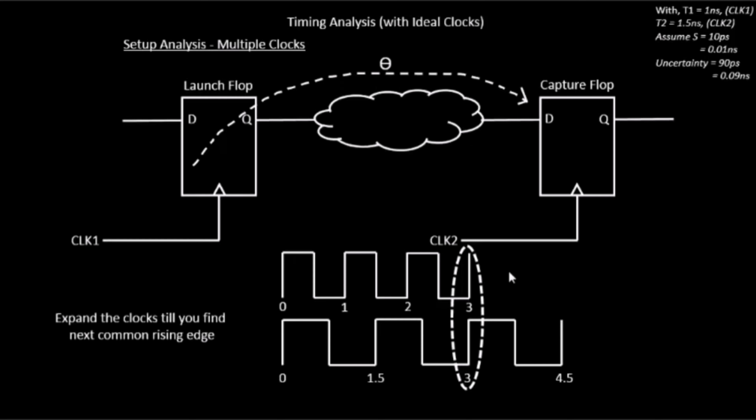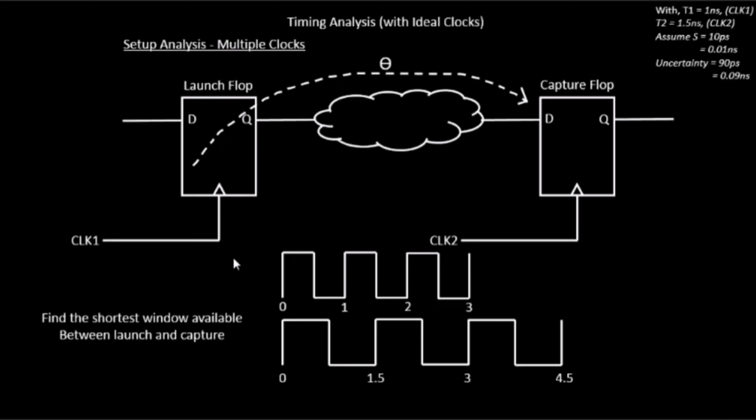That is the first step to do. Whenever you do a timing analysis with multiple clocks, you will see messages in your log saying expanding clock X, expanding clock Y. This is what it does: it expands till the point where you see a common rising edge. With that said, now let's look into the analysis. In the analysis part, we have to find the shortest timing window available between the launch clock edge and the capture clock edge.